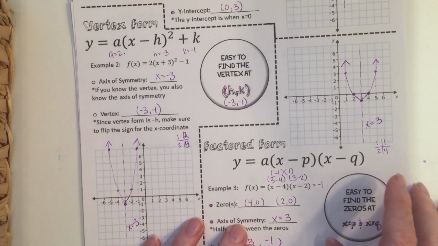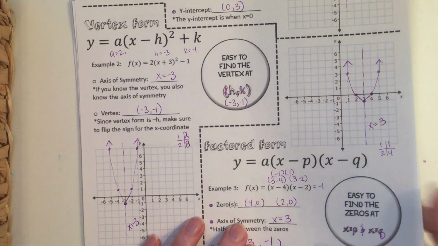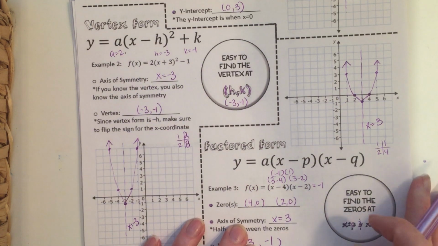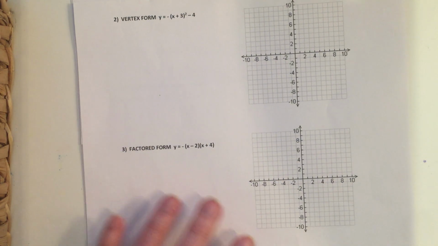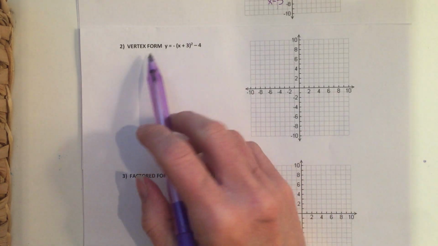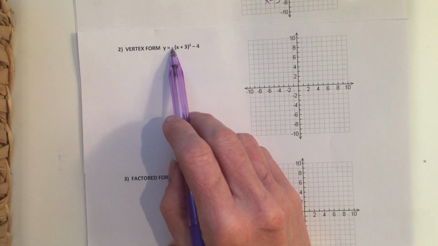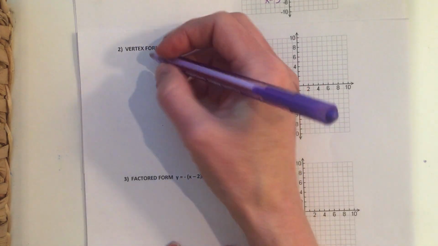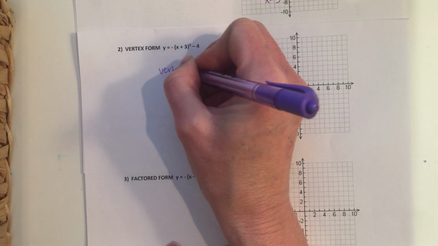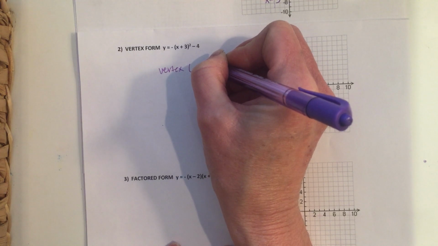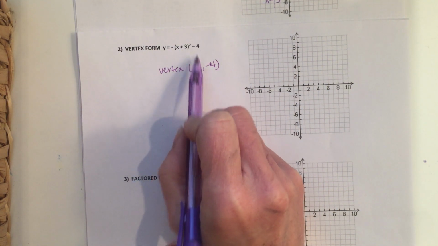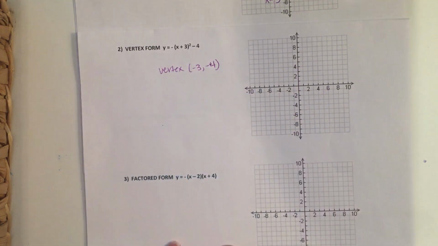So you can see that in that particular graph. So let's try doing one more vertex form and one more factored form together so we make sure we understand that process. So coming back to page 2, we have the vertex form y equals -(x + 3) squared minus 4. So I can see my vertex here is (-3, -4).